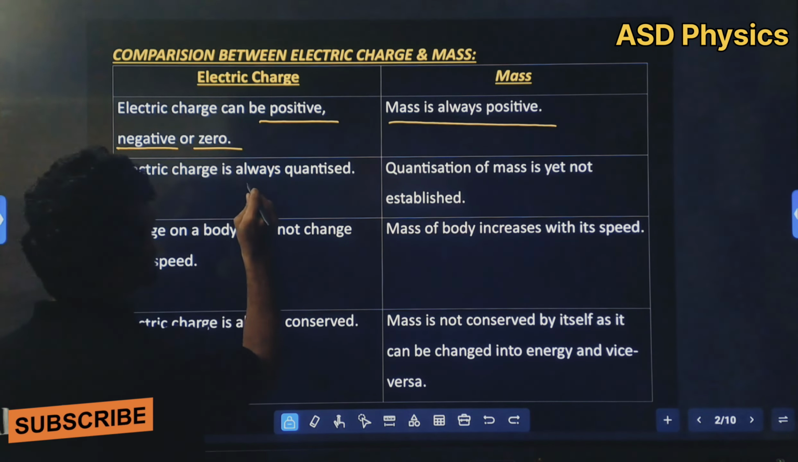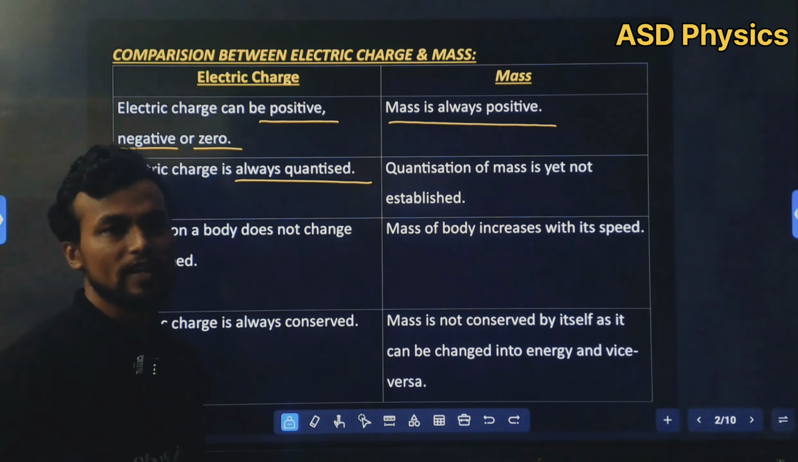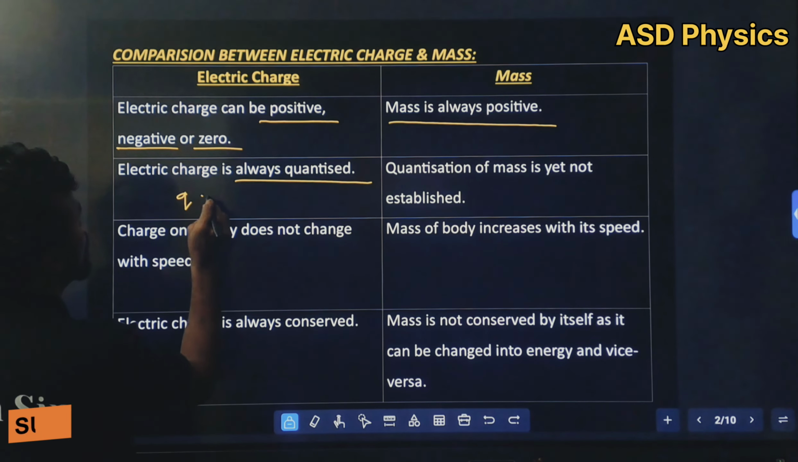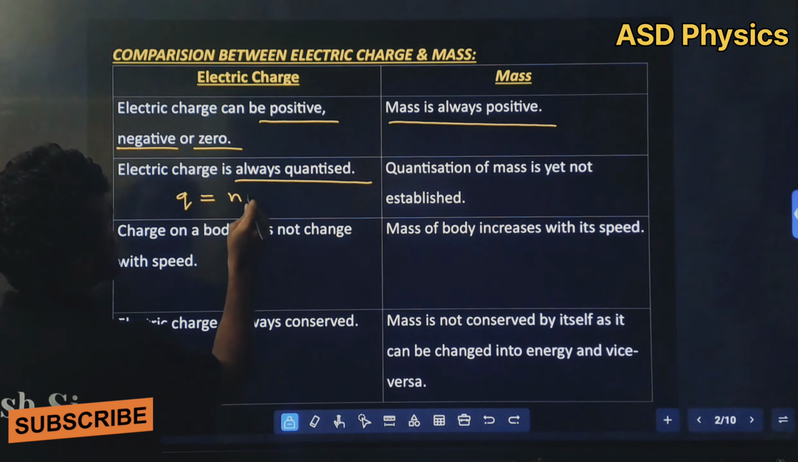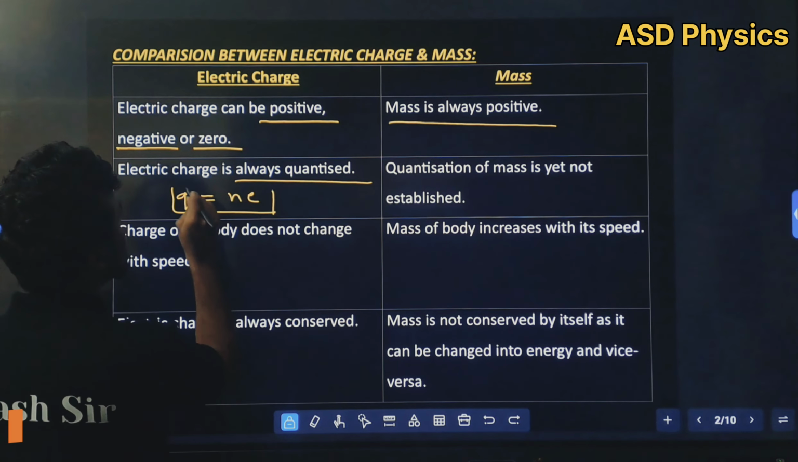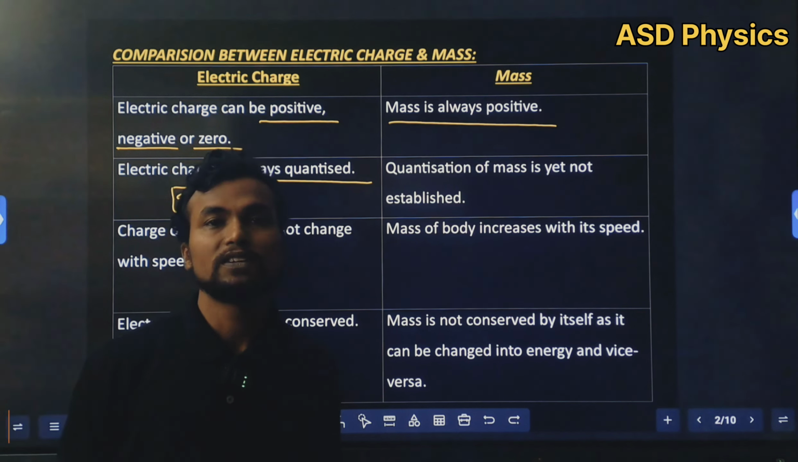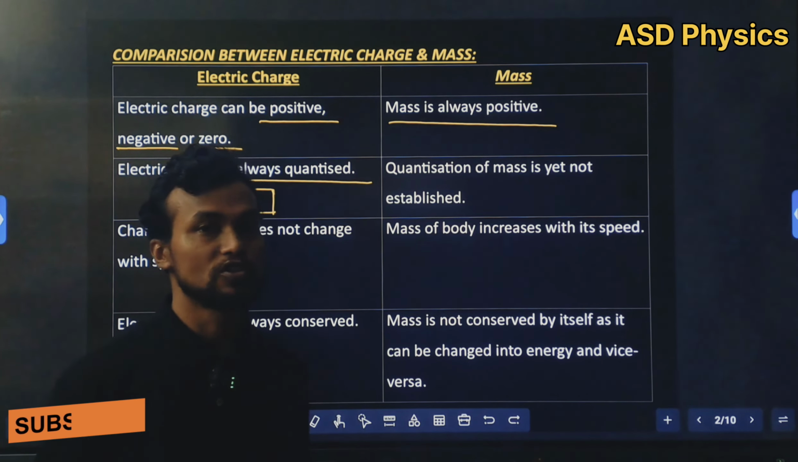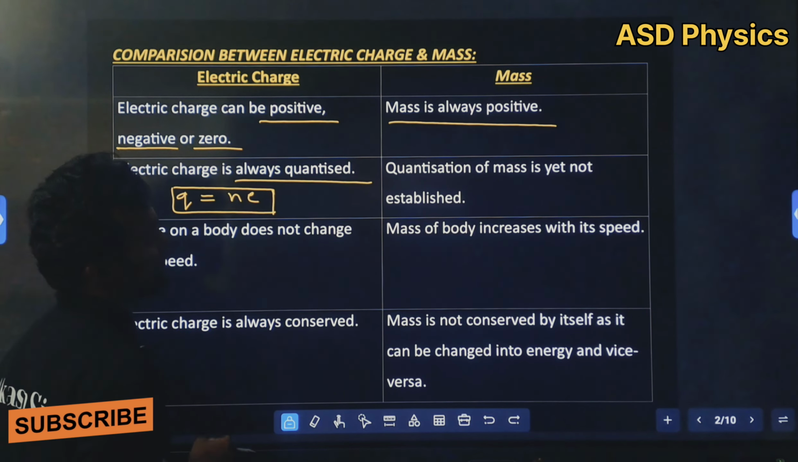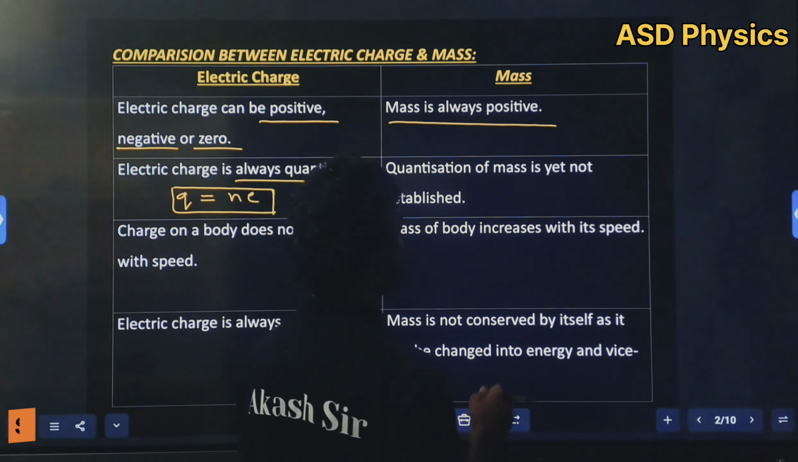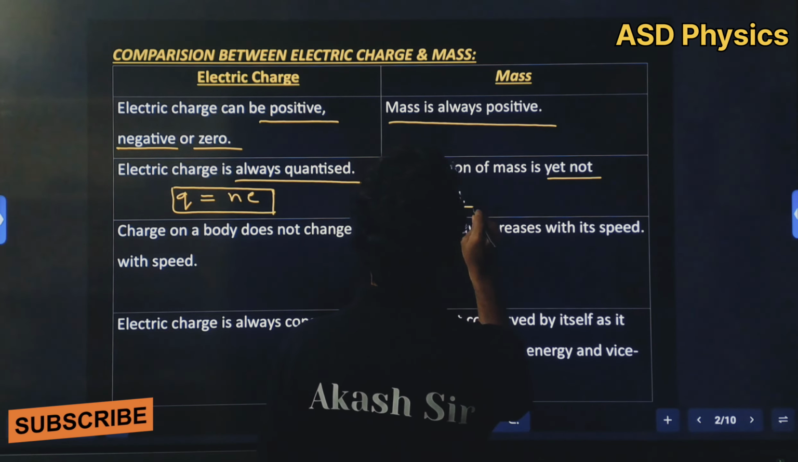Second point, electric charge is always quantized. Quantized means Q equal to Ne. This is called the quantization. That means the charge on any body will be an integral multiple of one electron's charge. Q equal to Ne here. Similarly, quantization of mass is not yet established.